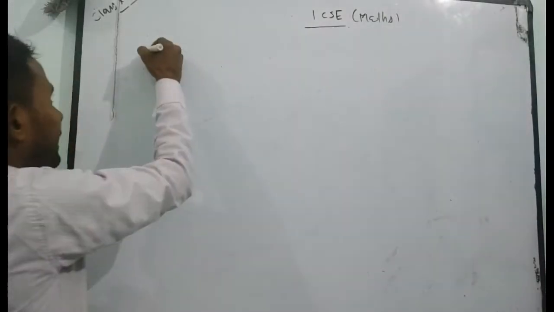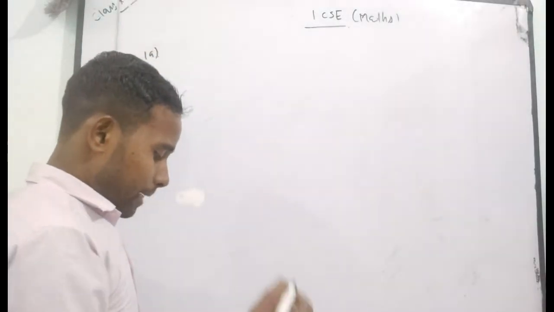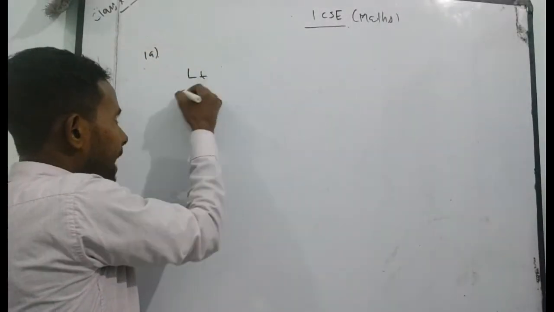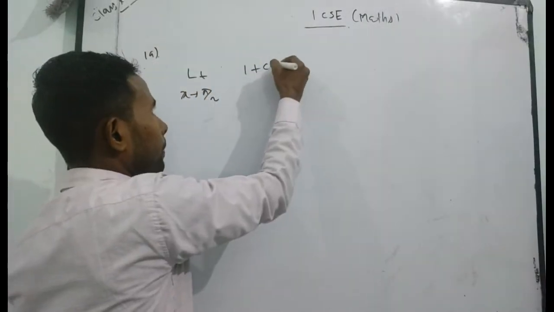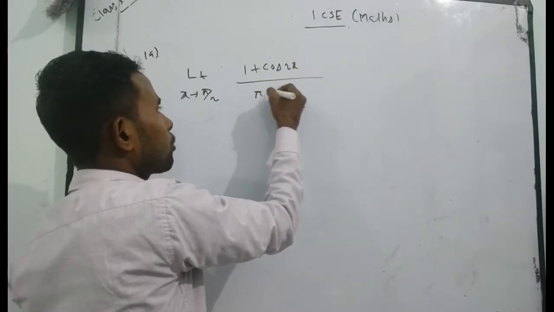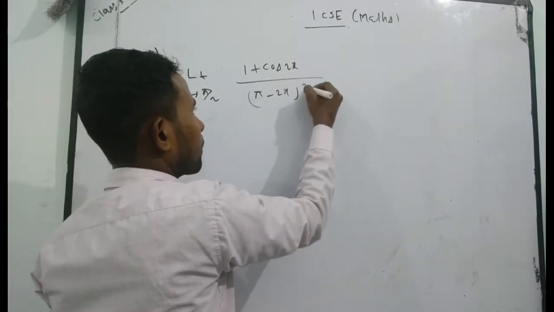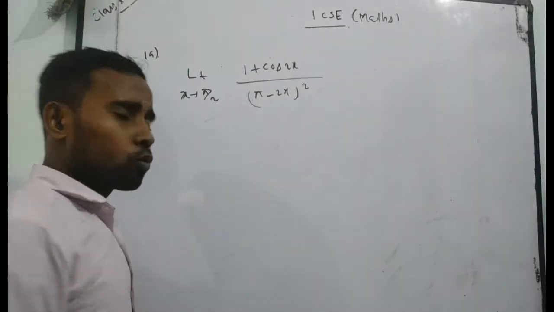See again, 19. What is 19? You have the following limit: the limit as x tends to pi by 2 of (1 plus cos 2x) divided by (pi minus 2x) whole square. Now I want to solve this limit.